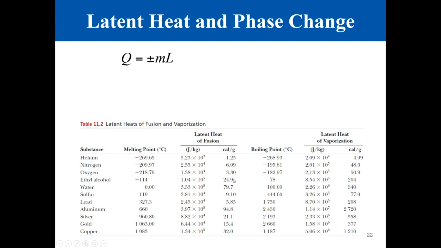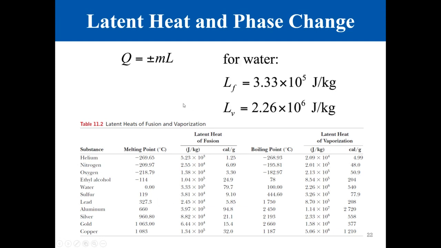Here you see the CGS units. Rather than joule per kilogram, you have calorie per gram. In those textbooks, these units are still in usage. Most of the time, we are interested in water. So for water, latent heat of fusion is 3.33 by 10 to the power 5, and latent heat of vaporization is 2.26 by 10 to the power 6. We are using joule per kilogram. These are the SI units for the latent heat.